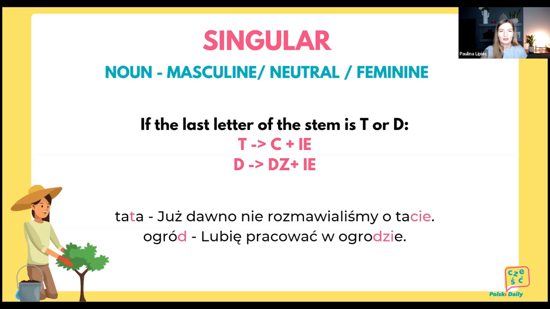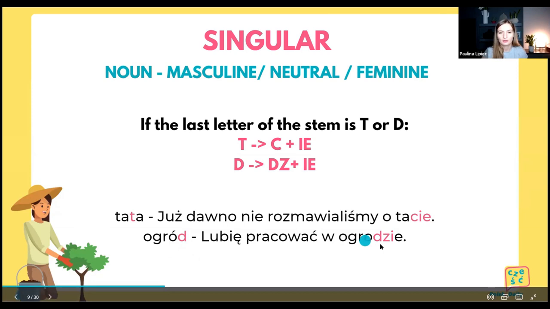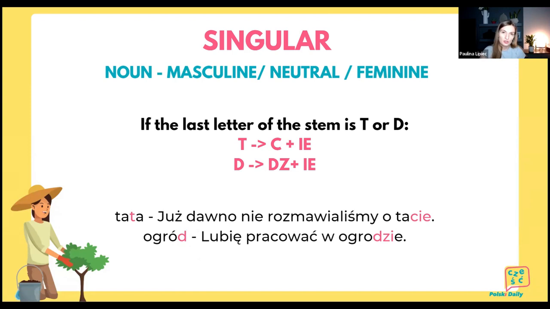You may notice that something else changed. We didn't only change D to Z and add je, but we also removed the dash from above U. It's very common because if you add another syllable to a word ending in U plus a consonant, it somehow stretches and U becomes O.